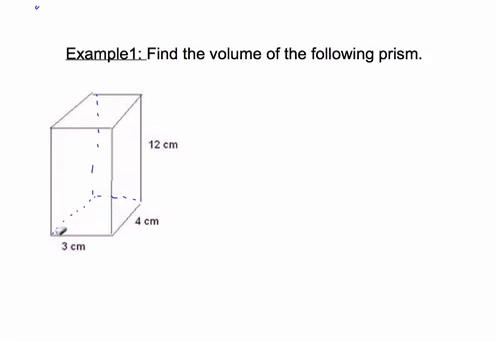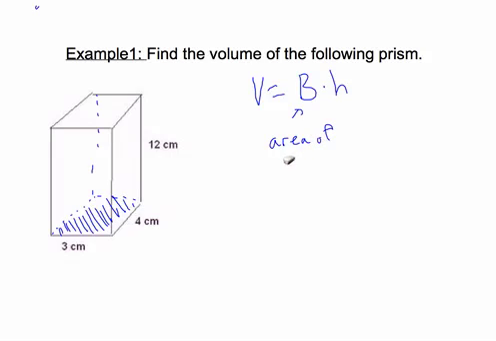But you can pick anything to be the base, so I'm going to pick the bottom here to be a base. The volume of any prism, whether it's a rectangular prism, triangular prism, or pentagonal prism, is going to be volume equals B, which is the area of the base, times the height. Okay, and you could also consider it to be the area of the cross section.